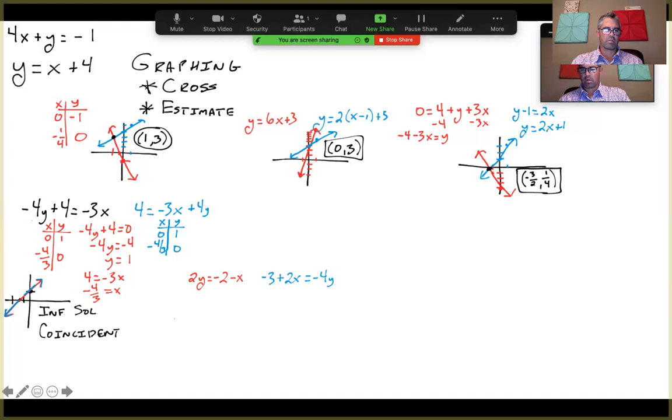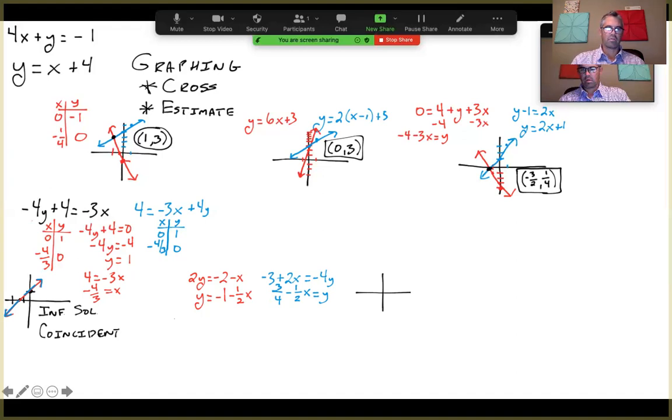I'm going to put these both in slope-intercept form. In the first equation, if I just divide by 2, I get y equals negative 1 minus 1/2 x. In the second equation, if I divide both sides by 4, I get 3/4 minus 1/2 x equals y. Now notice that these two equations in slope-intercept form have the same slope and different y-intercepts. So that tells me that these two lines are parallel.